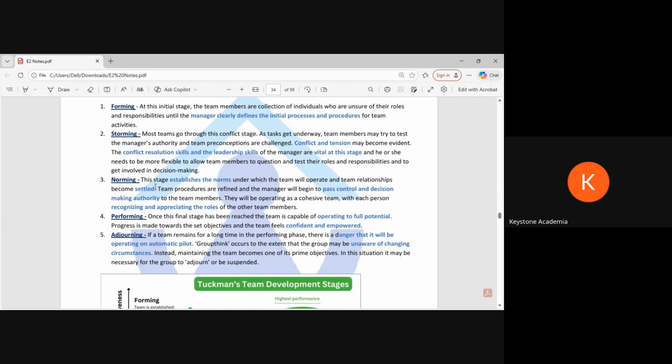Then eventually it's about performing. Operation to a full project. Whatever project we are doing, progress is made towards the set objectives and the team feels confident and empowered. So technically these are the 4 steps. And if we add another one, the last one is adjourning.